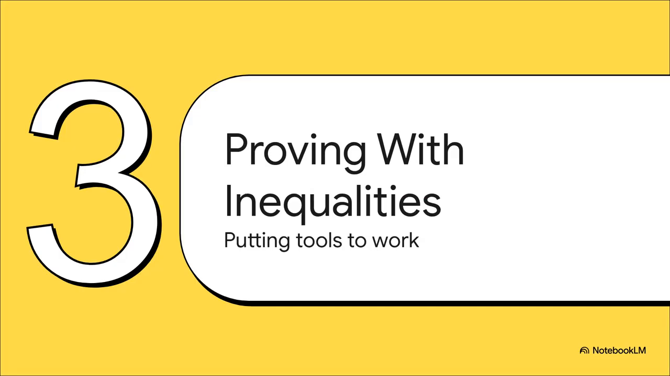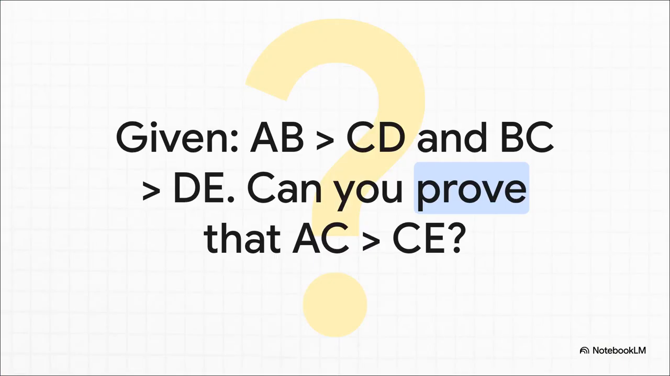All right, our toolkit is full. We've got our lemmas ready to go. So now let's actually put them to work and see how we can use one of these to solve a real geometric proof. So here's our challenge. We're given 2 pieces of information. Segment AB is longer than segment CD, and segment BC is longer than segment DE.